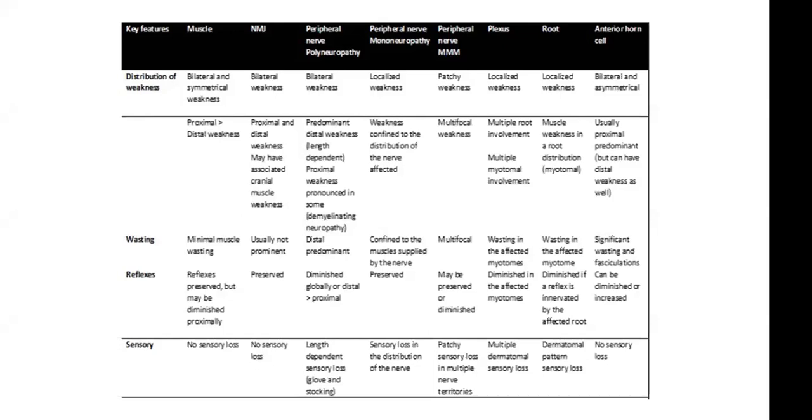Mononeuropathy: nerve distribution only. Mononeuritis multiplex is a collection of multiple nerve lesions, patchy and asymmetrical. Root lesion: myotomal and dermatomal, and reflexes in that root only are affected. Plexus is a combination of roots. Anterior horn cell: bilateral but asymmetrical, proximal predominant. Key feature is fasciculations, no sensory loss.